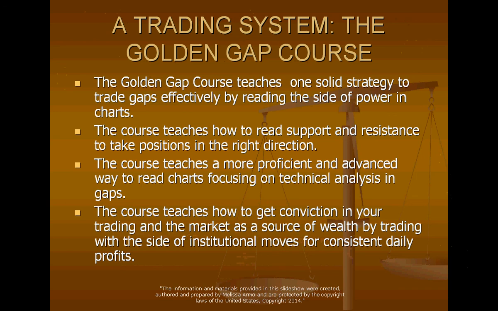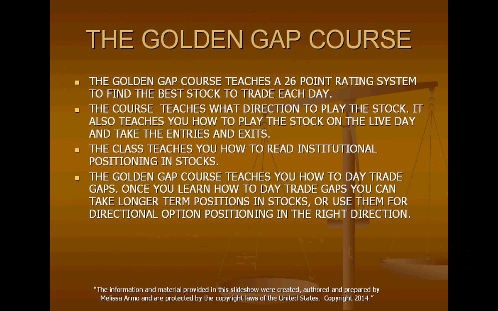I'm looking for what institutions are doing with the positions, and this is how I'm getting the consistent daily profits. What are institutions doing with these stocks? Are they buying them? Are they selling them? Are they shorting them? And then I look to see that when I rate the gap on the daily chart, and then I know what to do with it or to do nothing at all.